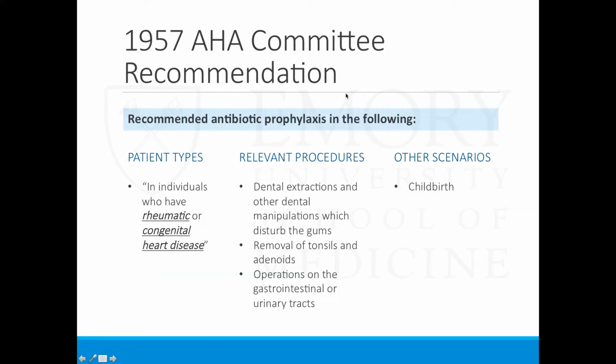Going forward a little bit, the 1957 recommendations again left it very general. Patients who have rheumatic or congenital heart disease, and they didn't really go into much more detail than that. They mentioned for procedures, they would like patients getting dental extractions, manipulation of the gums, removal of tonsils or adenoids, and they also included at the time GI or urinary tract procedures. And they also included childbirth in those guidelines as well.